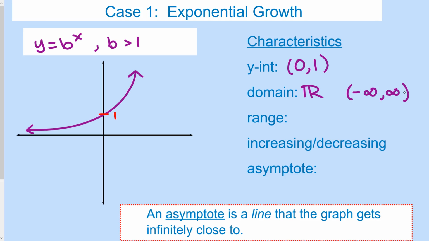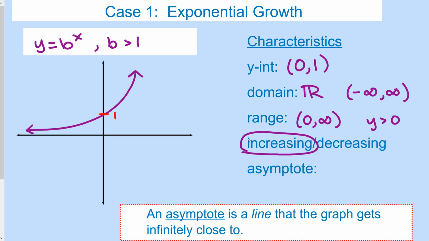Now for the range, if you take a positive base and you raise it to a power, you're always going to get a positive outcome. You're not going to get 0, you're not going to get a negative. Even if you raise your positive number to a negative power, you don't get a negative. So the range, the set of numbers from 0 to infinity. And you can always write that as y is greater than 0. Notice that this graph is increasing, meaning as we move from left to right, the y values are going up.